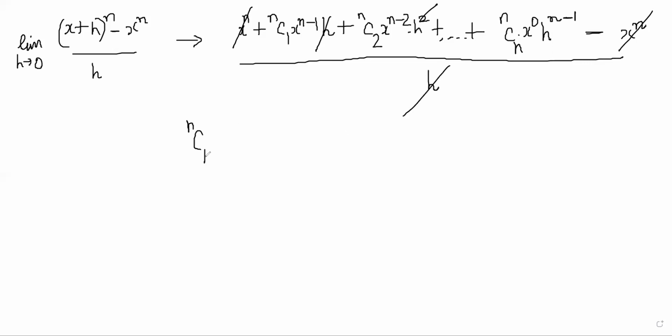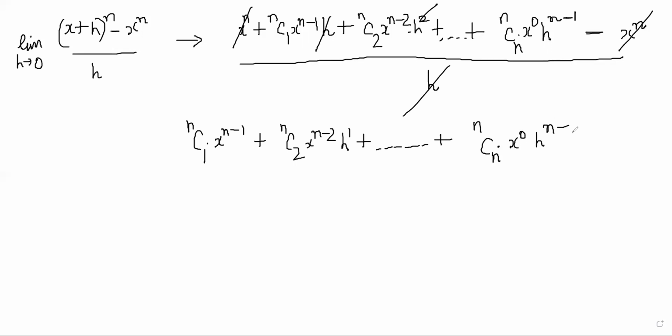So the expression that you get is nC1 x power n minus 1 plus nC2 x power n minus 2 into h power 1 now, right? Plus so on till nCn x power 0 h power n minus 1, right? Yes, sir. And now here you don't have a denominator h, so there is no problem in taking the limit, h tends to 0. Now notice that h tending to 0 ensures that every term other than the first term will become 0, right?